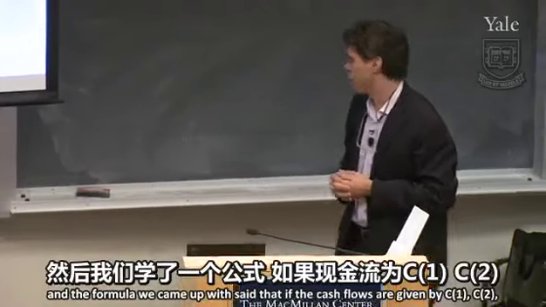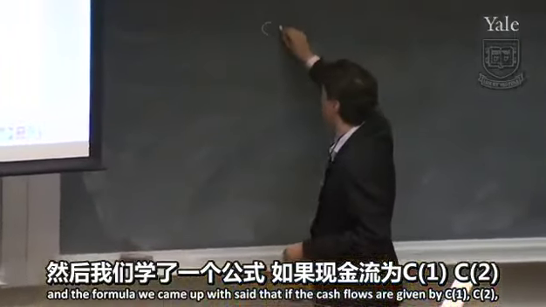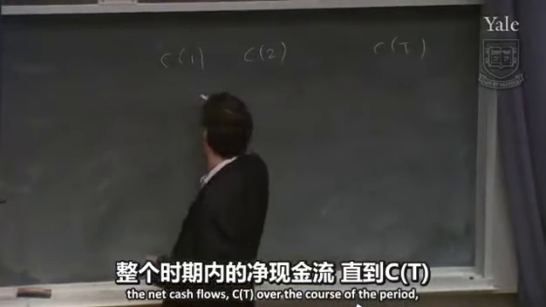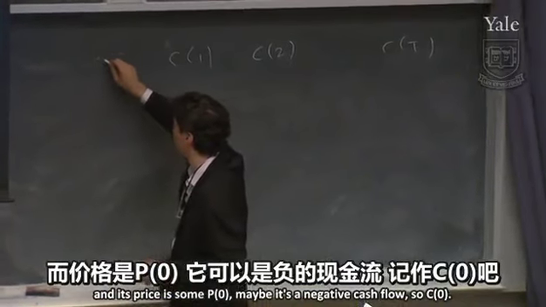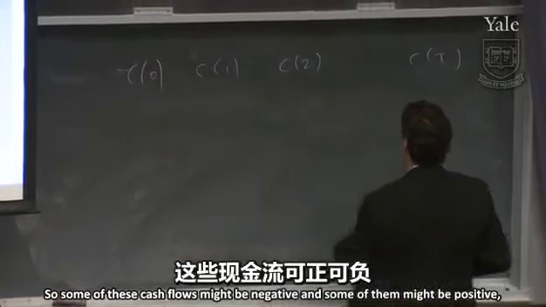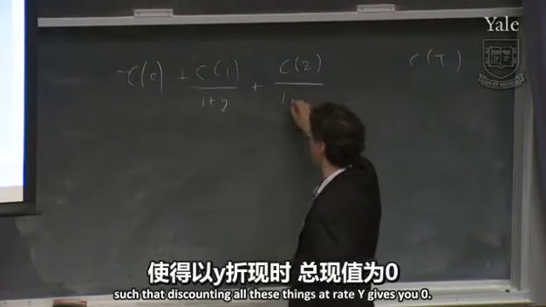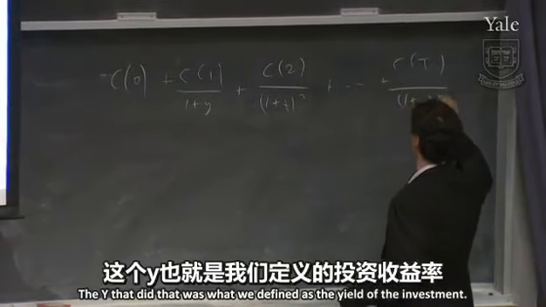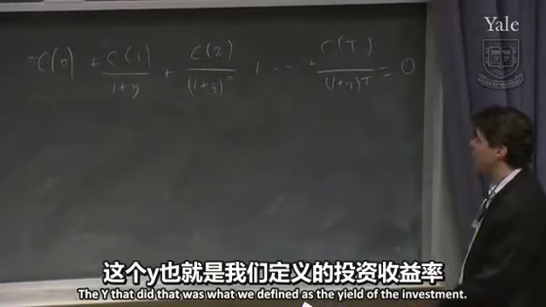And the formula we came up with said that if the cash flows are given by C1, C2, up to CT, the net cash flow over the course of the period, and its price is some price, P0, maybe it's a negative cash flow, so some of these cash flows might be negative and some of them might be positive, then we should just look at the number y such that discounting all these things at rate y gives you 0. And the y that did that was what we defined as the yield of the investment.